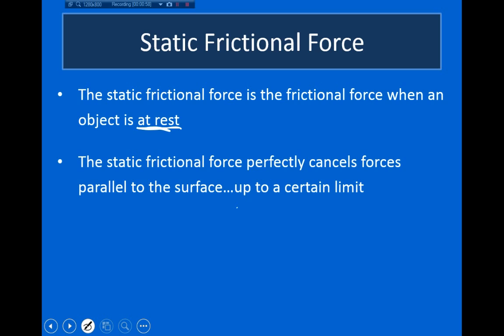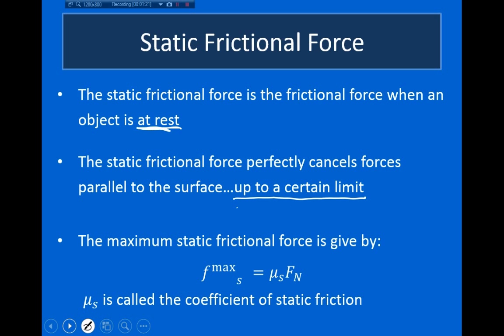So the static frictional force will cancel any applied force that's parallel to the surface up to a certain limit. Okay, so just like the normal force cancels any force that's perpendicular to the surface, the static frictional force will cancel any applied force that's parallel to the surface up to a certain limit. Okay, the limit of the static frictional force is given by this formula right here. The maximum static frictional force is equal to a constant times the normal force.